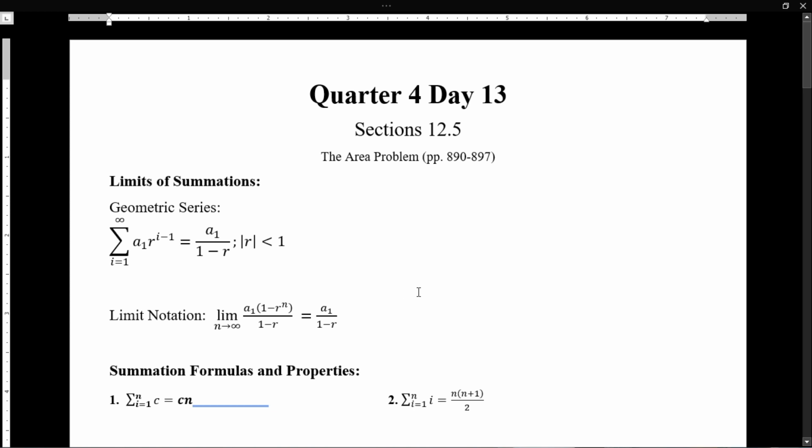Okay, the first gap was the geometric series, and the geometric series is written as the sum of i equals 1 to infinity of a sub 1 times r to the i minus 1. So this is the formula we have from chapter 9. This is an infinite geometric series. Okay, this is crucial information right here, because the area problem is going to be a geometric series.